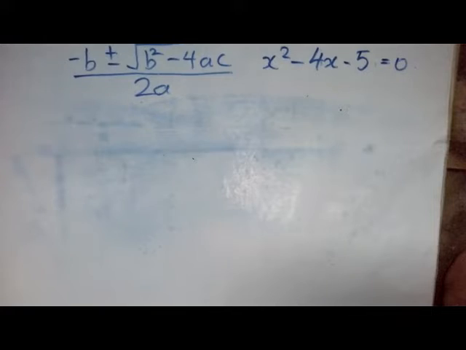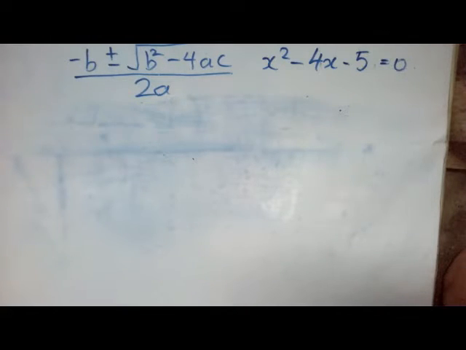Our second problem is x squared minus 4x minus 5 equal to 0. We'll do exactly the same thing we did in the first one. x squared simply means that the coefficient of x squared is 1, and so a is 1 in this problem. We also have minus 4x, so the coefficient of x is minus 4, which is the b. We also have minus 5, which is the c.